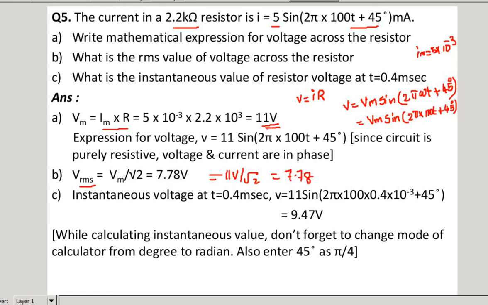And the instantaneous value of the resistor voltage at 0.4 milliseconds. For this you have to apply t is equal to 0.4 millisecond, that means 0.4 into 10 raised to minus 3. You only have to apply the equation of instantaneous value of voltage, V is equal to Vm sin of 2 pi 100 t plus 45 degree. In this you substitute t is equal to 0.4 into 10 raised to minus 3, so that we will get 9.47 volt.